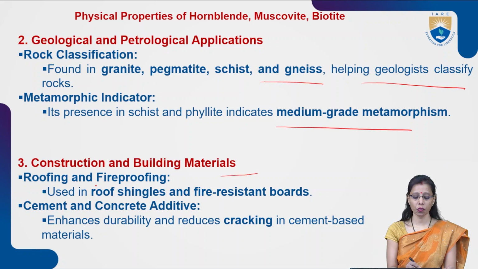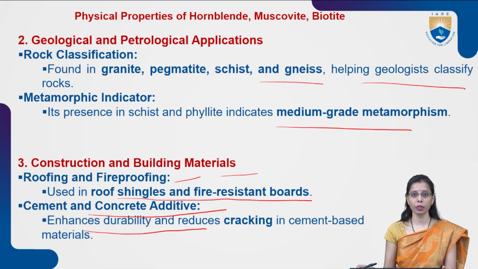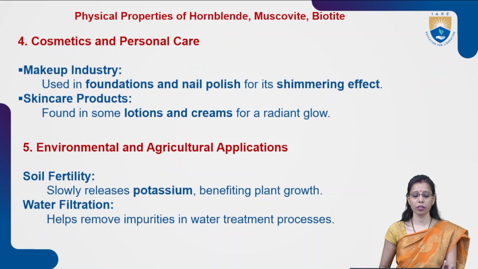Construction and building materials: roofing and fireproofing. Used in roof shingles and fire-resistant boards. Cement and concrete additive: enhances the durability and reduces the cracking in cement-based materials. So in the construction field, it is also used in roofing and as a fireproofing because it's heat resistant and has electrical resistance, so it is used as fireproofing or roofing here. It is used as an additive in cement also, and hence improves the durability and reduces the cracking in cement-based materials.